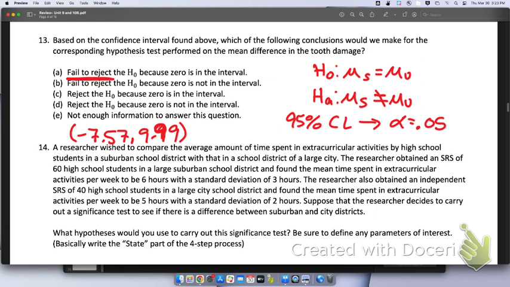So we should fail to reject the null hypothesis because 0 is in the interval. I don't want to reject a value that is possible. Okay?